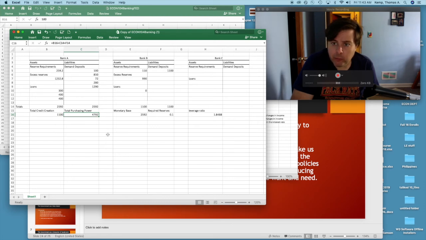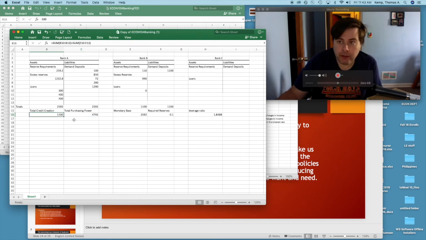All right, so if we look at all the loans outstanding in this system, as well as all the demand deposits in this system, we get total purchasing power, right? Because these people can spend this money. These people can spend this money. These people can spend this money. Clear?